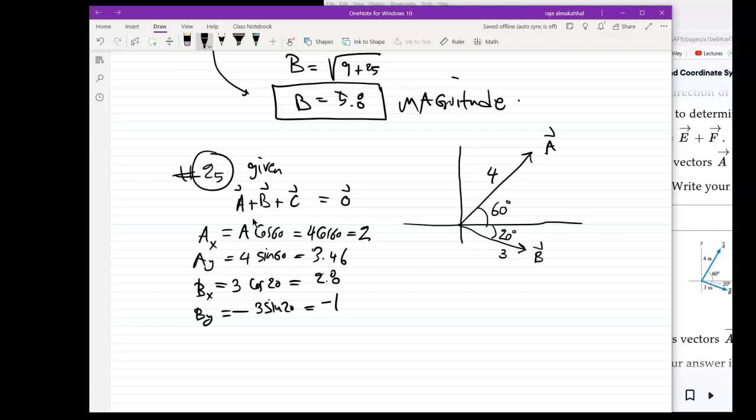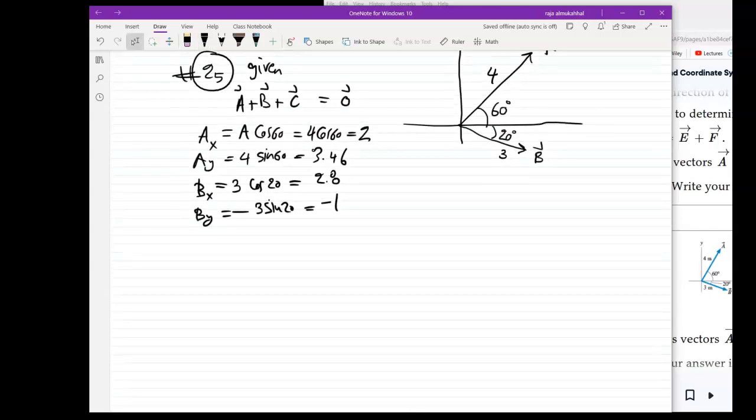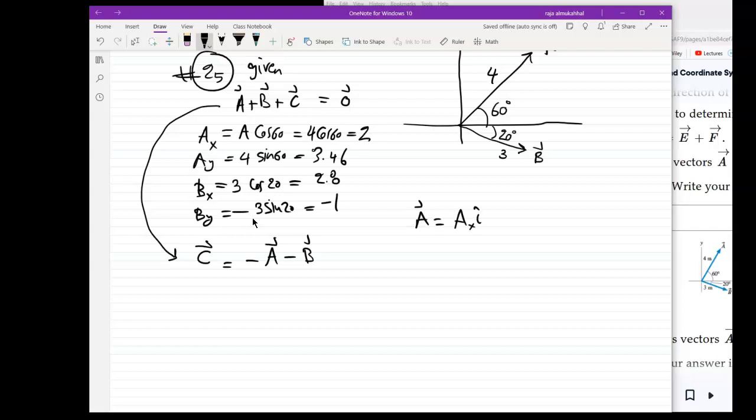And what I want to do now, I want to solve, I mean, there are so many different ways of doing it. The one that pops in my head right now is I can solve for C, which equals minus A minus B. But I know that A as a vector is A sub X i plus A sub Y j, and then B is B sub X i plus B sub Y j, correct? So I'm going to put them in there. So that's going to look something like that.